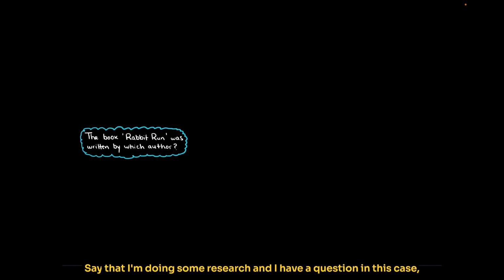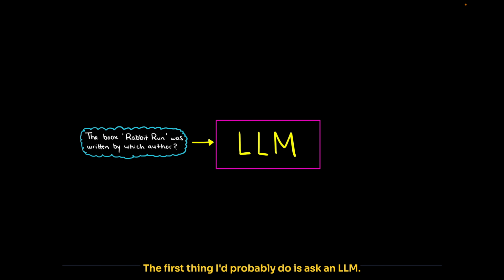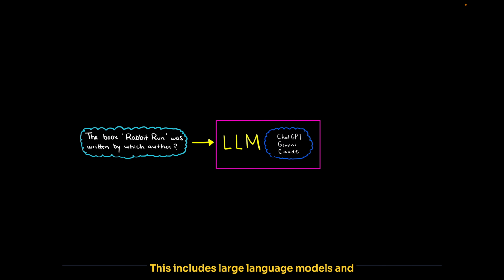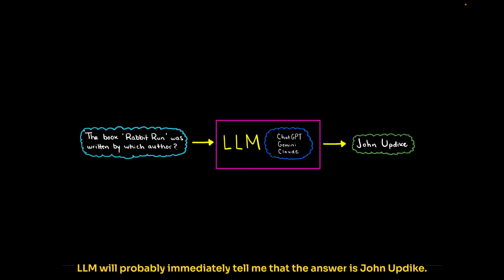Say that I'm doing some research and I have a question. In this case, say I want to know the book Rabbit Run was written by which author. The first thing I'd probably do is ask an LLM. This includes large language models and providers such as ChatGPT, Gemini, and Claude. The LLM will probably immediately tell me that the answer is John Updike.